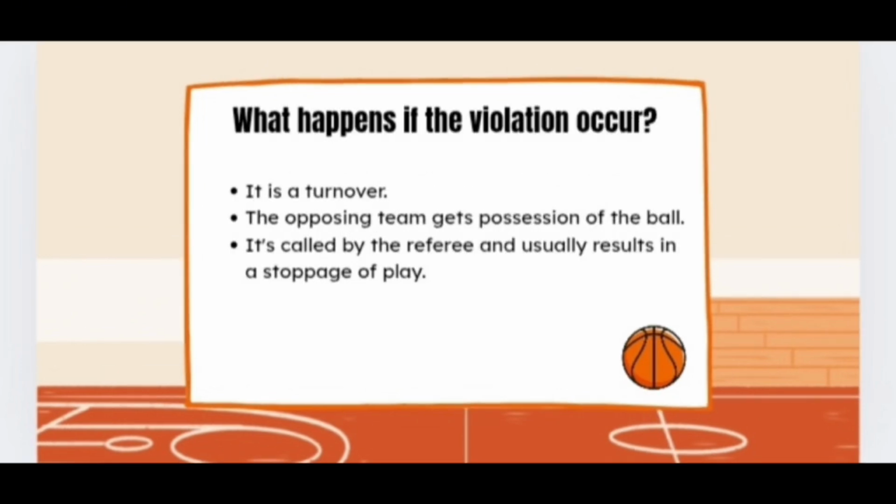What happens if the violation occurs? When a player commits a 3 seconds violation, it results in a turnover. The opposing team is awarded the ball and the game continues with an inbound pass from the sideline. So players need to be mindful about not staying in the key too long to avoid giving their opponents unnecessary possession opportunities.